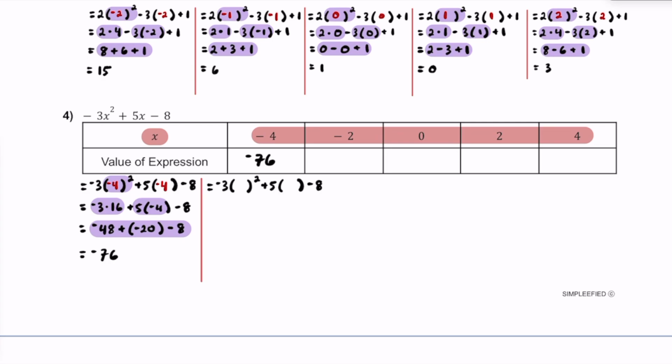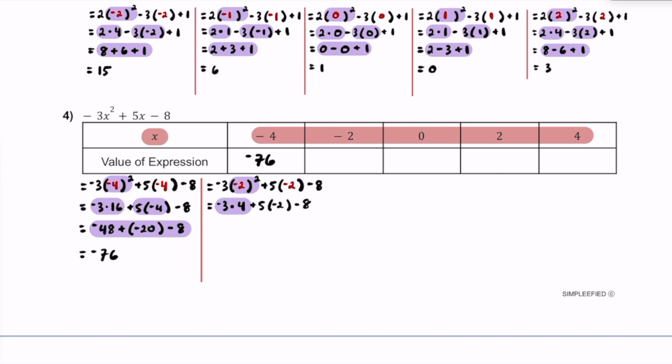All right, let's go ahead and try this again, but this time x is going to be negative 2. Let's go ahead and substitute that in both of these locations where x was. So negative 2 here and negative 2 here. Let's start by evaluating the power here. So negative 2 squared is going to be 4. So we have negative 3 times 4 plus 5 times this negative 2, and then take away 8 afterwards, right?